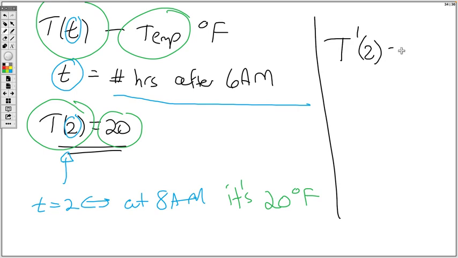So T prime of 2 is 4. Once again, the input is the same. The input is what? 2, which is a T, which is hours after 6 a.m. So this is still at 8 a.m. You follow? Same time.